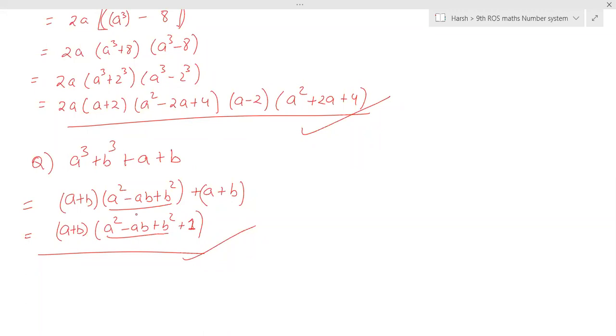So you know grouping, you know middle term splitting, you know a square minus b square, you know a cube plus b cube, you know a plus b plus c whole square. Everything should be in your mind. All the types of questions should be in your mind. It's not like a plus b plus c whole square is given, so only that way you can do it. No. Now you have to apply each and every concept to solve your problem.